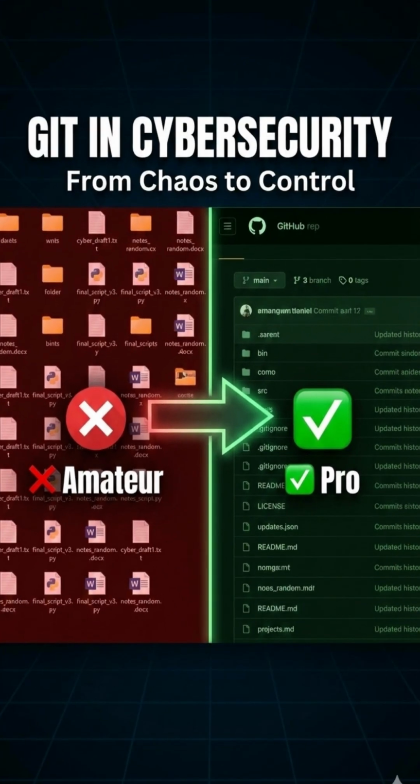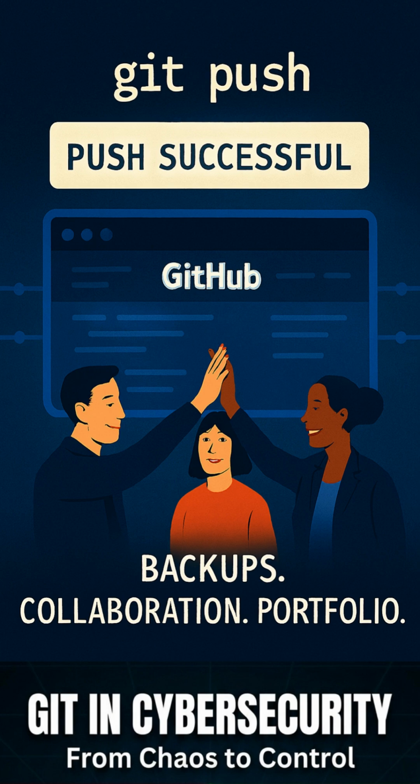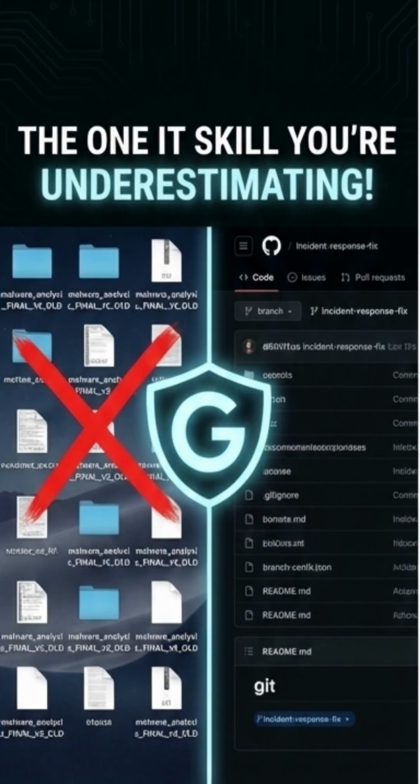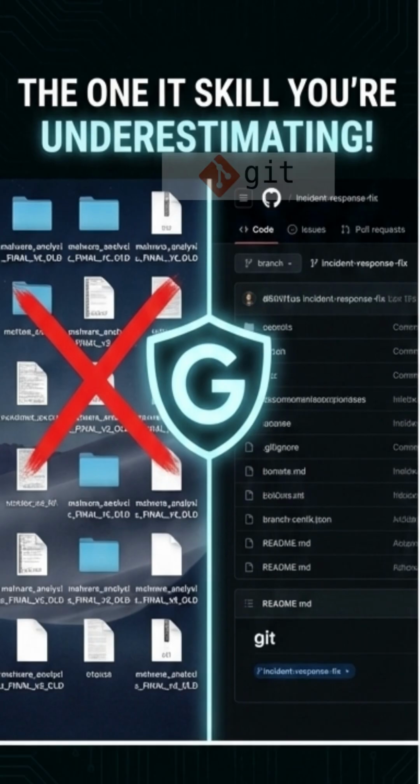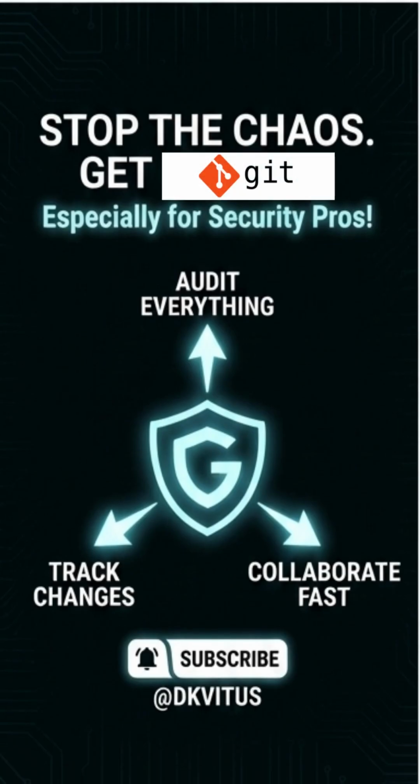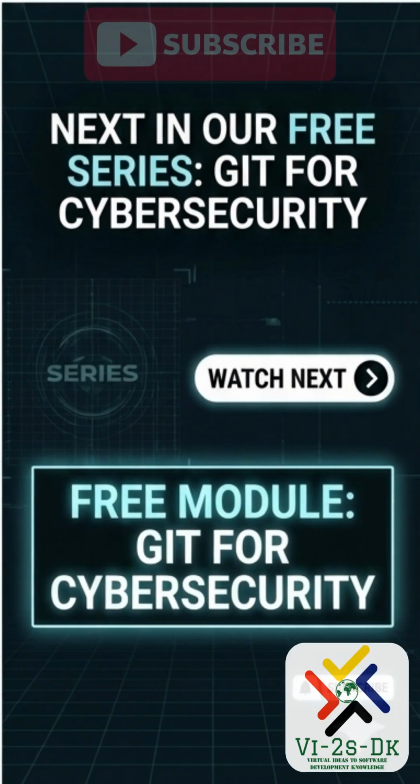As a security pro, you're managing security scripts, building your portfolio on GitHub, and tracking your own tools and exploits. Knowing Git is the difference between a secure workflow and accidentally leaking a critical secret.